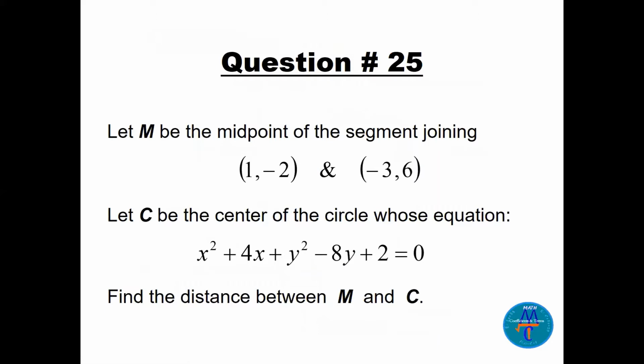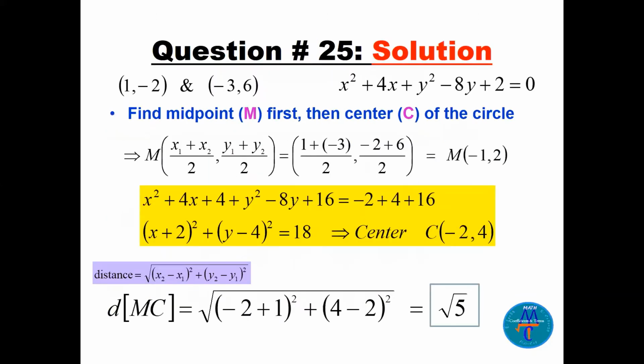Okay, now let M be the midpoint of the line segment joining minus 2 and minus 3, 6. Let C be the center of the circle whose equation is this. Find the distance between M and C. That's a nice general question that covers the midpoint formula, circle, completing the square, center, and the distance between 2 points, M and C. So M is the midpoint: x1 plus x2 over 2, y1 plus y2 over 2. You know the formula. Make sure you remember the formula correctly.